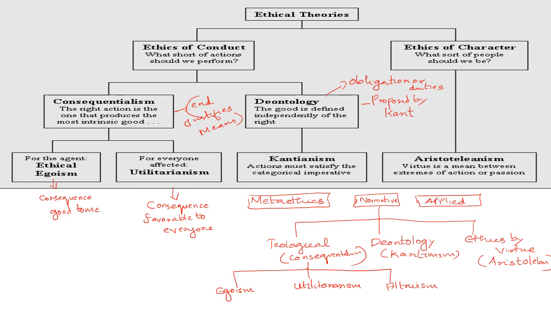Ethical egoism means that an action is morally right if the consequences are good to the individual who is doing it. If I have done certain things and the end product is beneficial to me, then that ethics is right. That is known as ethical egoism. Next is utilitarianism. An action is morally right if the consequences are more favorable to everyone. Your actions lead to a benefit to a huge mass, and we call that type of action morally right. That concept is known as utilitarianism.